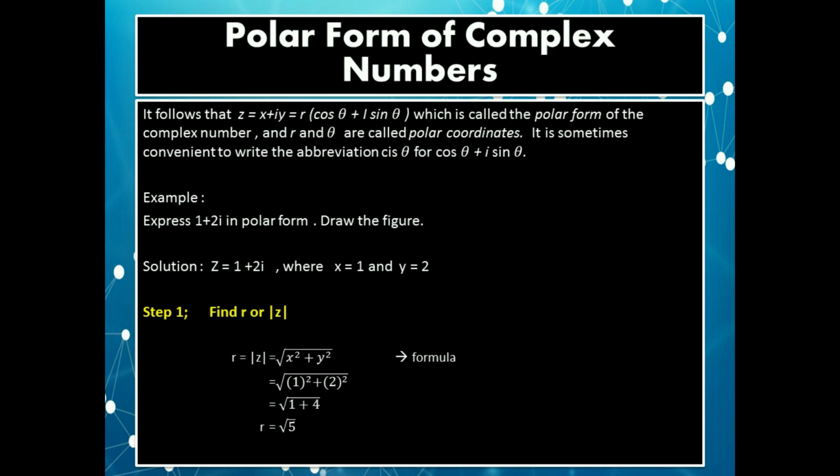Draw the figure. So we are going to use the solution z equal to 1 plus 2i, where x is equal to 1 and y is equal to 2. So first step is to find r, or the absolute value of z, which is equal to the square root of x squared plus y squared. So let's substitute the values. So we have the answer, r is equal to square root of 5.